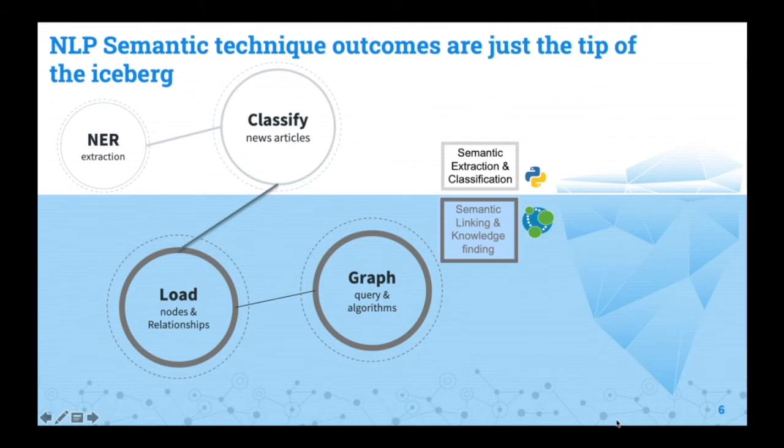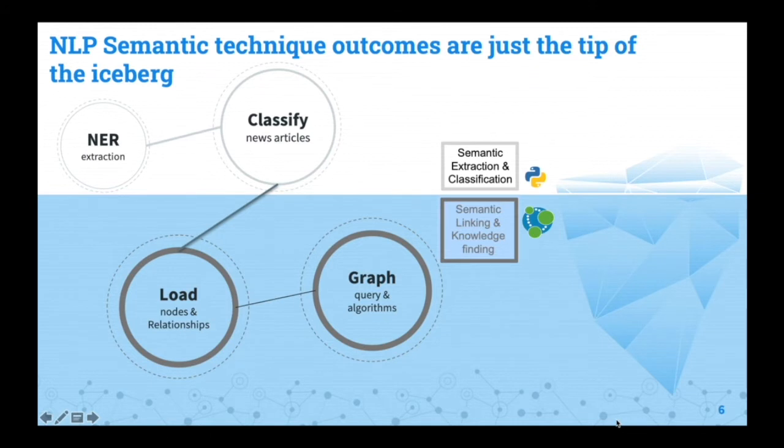Because what happens is, as these connections grow, there could be millions of connections, and there are an infinite number of ways you can connect these entities and their categories. So that's the power of semantic linking and knowledge finding. And the way I've tried to do that for this proof of concept study is using a Neo4j graph database.